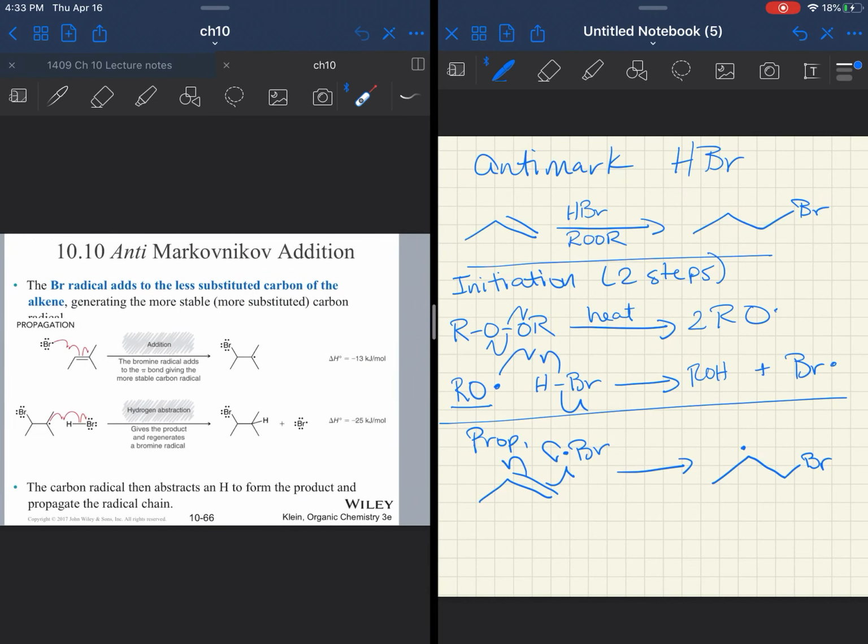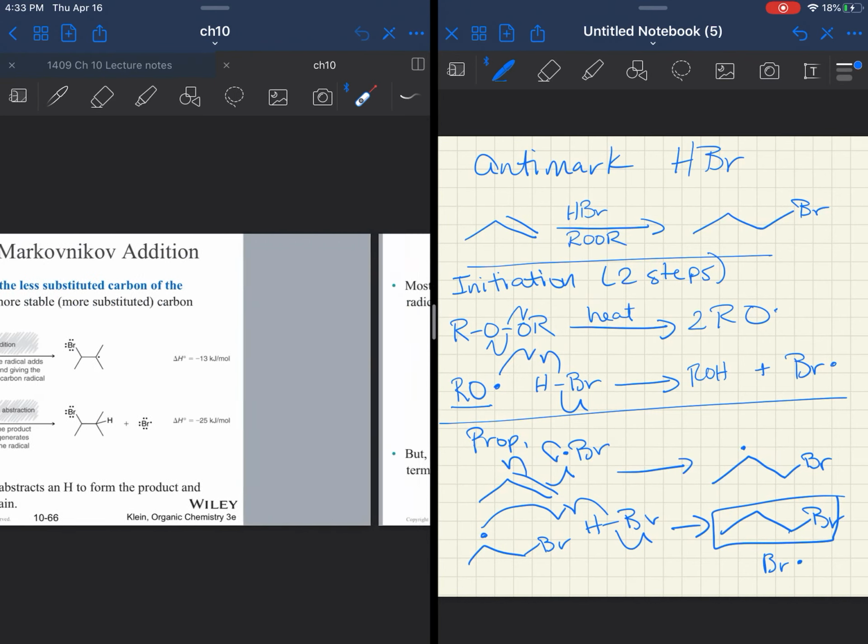Then once we have our carbon radical, remember this is propagation, it's going to be something that can react with the HBr. So we'll put that hydrogen on, and there's your neutral product. But it's also going to make some bromine radical. So that bromine radical can just keep propagating more and more reactions.